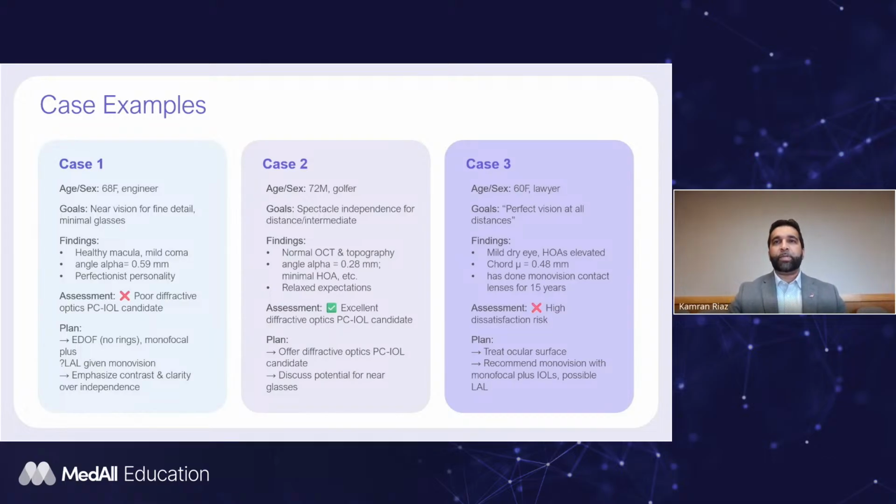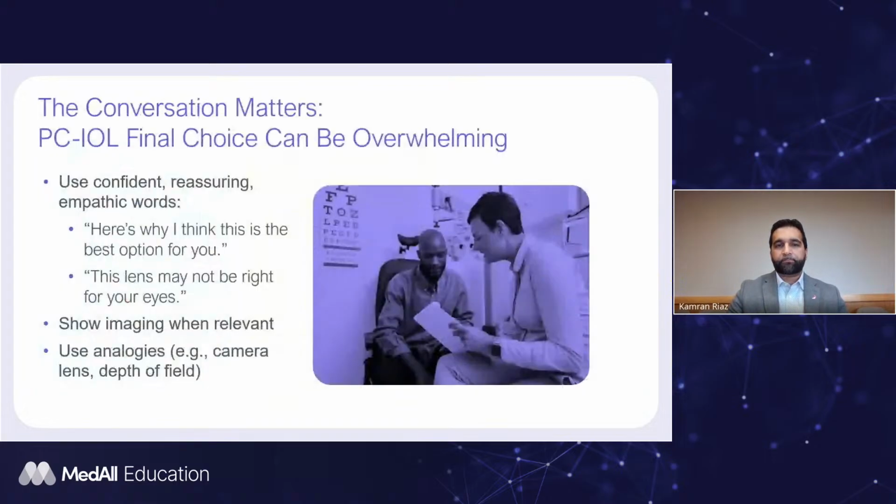So here, this is a patient we definitely need to treat the ocular surface and maybe just keep her in monovision with monofocal plus IOLs, possible LAL, maybe an Apthera could also be considered. So these are sort of the options here. Basically, you want to avoid diffractive optics in our third patient.